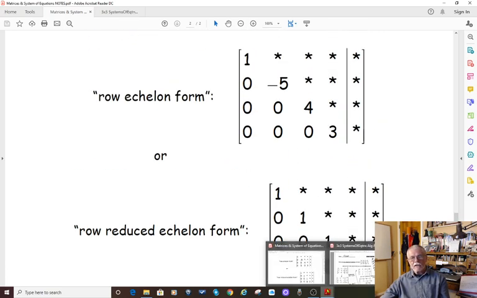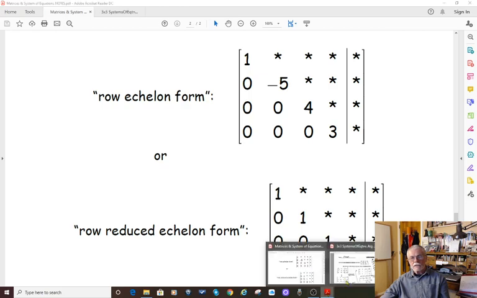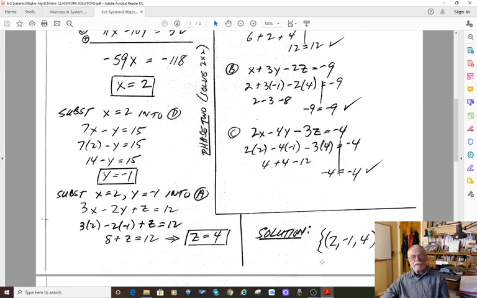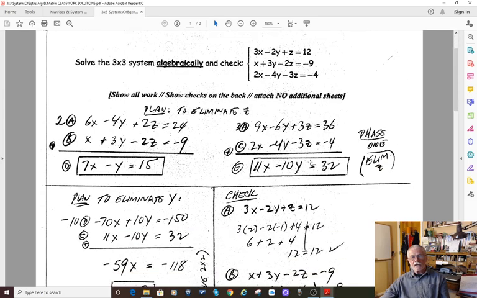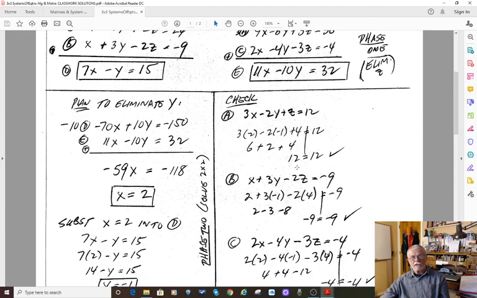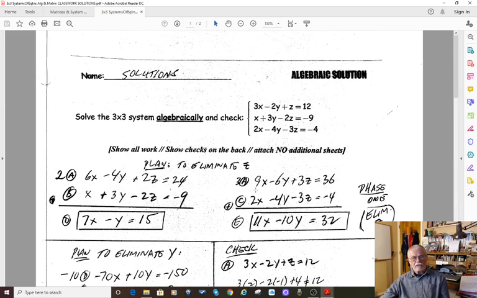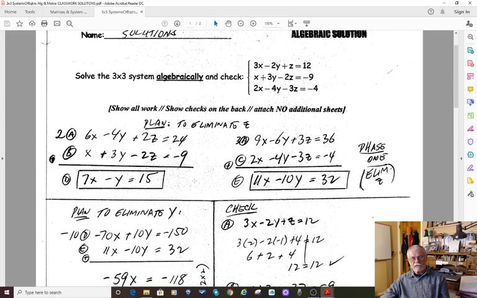Let's look at an example. Here we go. Now, this is the example that we did in the last class. Okay, notice the 12, the negative 9, the negative 4. We're going to do the same thing, but now it's going to be from a matrix point of view. So we're going to be going through probably the same processes as we did here. Okay, so here we go. This we did in the last video.